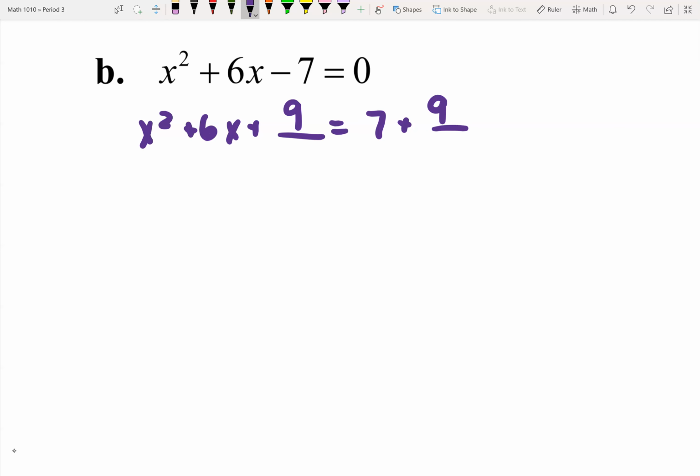Okay. Left-hand side, x to the second goes to an x. Tell me what goes right here, everybody. Plus is correct. And then what goes here? A 3. And then the whole thing is squared.